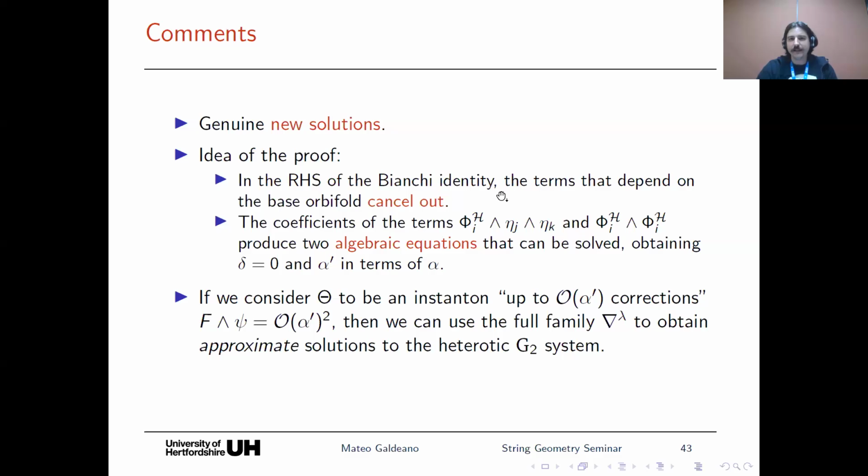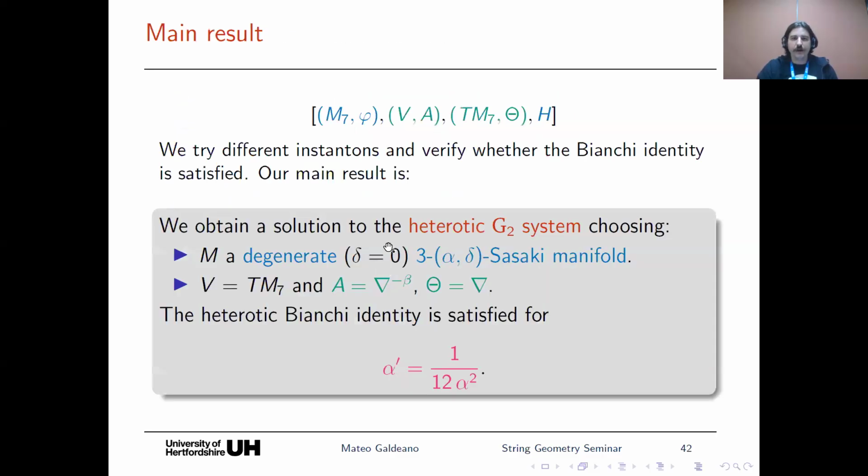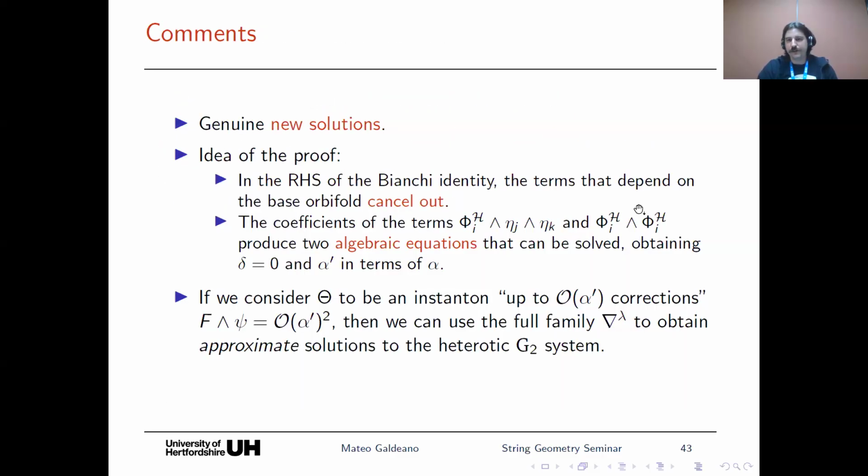But the reason why it secretly is working in our case is that in the right-hand side of the Bianchi identity, the terms that depend on the base orbifold cancel out. So if you remember in this expression, you have this contribution, and because we are choosing both terms to be in this one-parameter family, this term where we don't have control, actually they cancel out. And we end up only with parts that depend on these forms that we know. And at that point, it becomes an algebraic problem where you can look at the coefficient of these terms and you have some algebraic equations that you try to solve. And in this case, we're lucky and there is some solution.